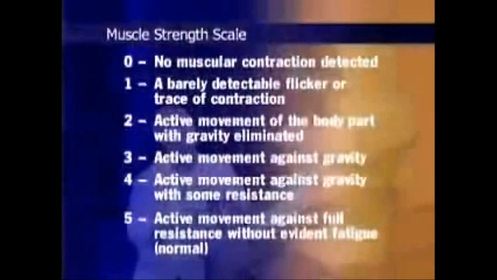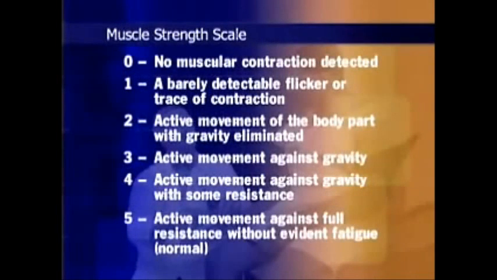You will grade your patient's muscle strength on a scale of 0 to 5, with 0 indicating no muscular contraction detected, and 5 indicating active movement against full resistance without evident fatigue. This is considered a normal response.